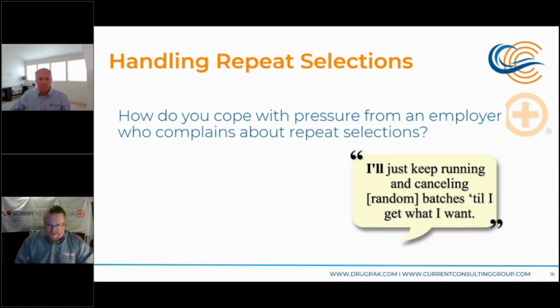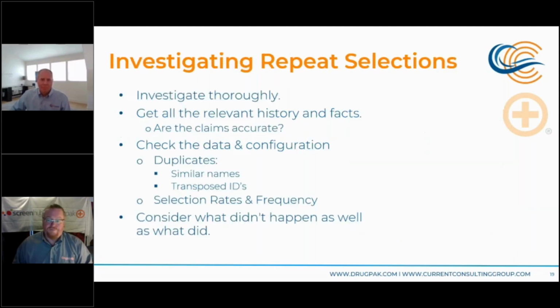So it's nuanced, but usually the main thing to do is tell them to be patient, that repeat selections are normal. Provide them with a publication from your company that addresses their concerns, and we're going to talk about how you could get some kind of form letter that tells them about their random programs. But you do have to investigate, and that's what we're going to talk about on our next slide.